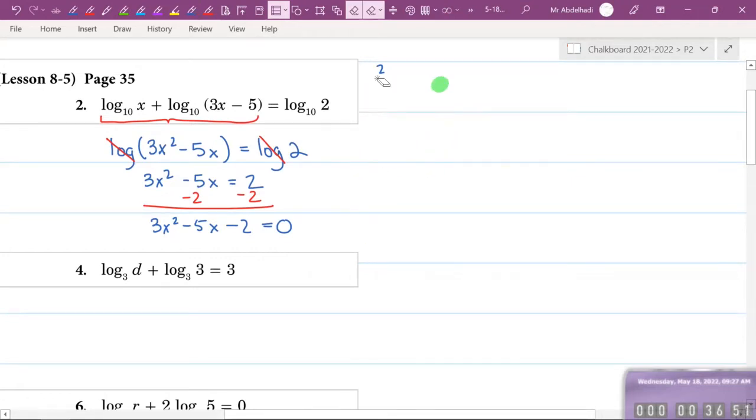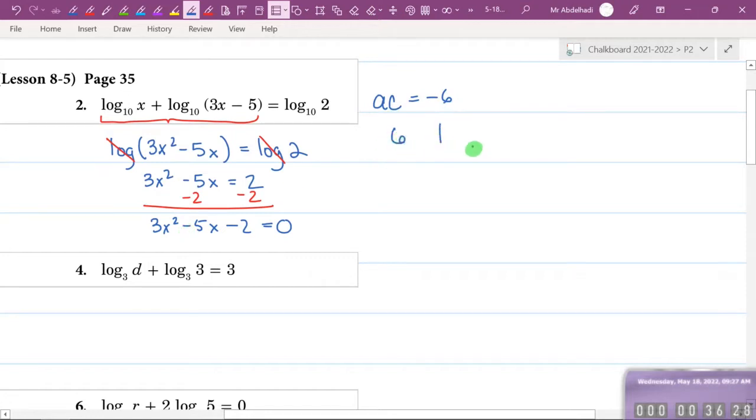So I can do 2 things. I can use the quadratic formula, or I can use the AC method. I'm going to use the AC method only because we haven't used it in a while. Let's see if we can remember how to use it. So a times c is 3 times negative 2, which is negative 6. Can you guys think of 2 numbers that multiply to give me negative 6 that add to give me negative 5?